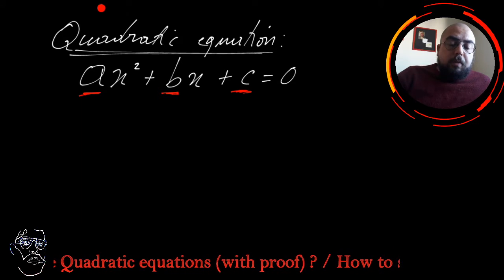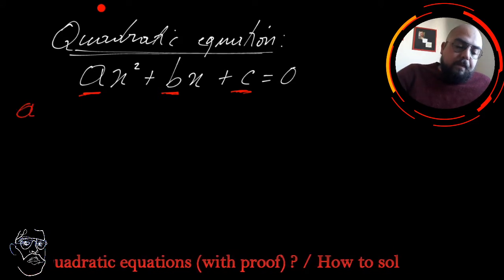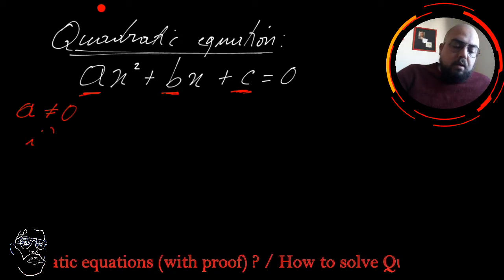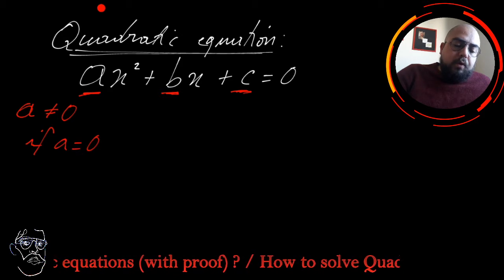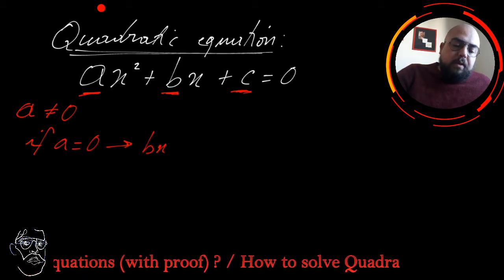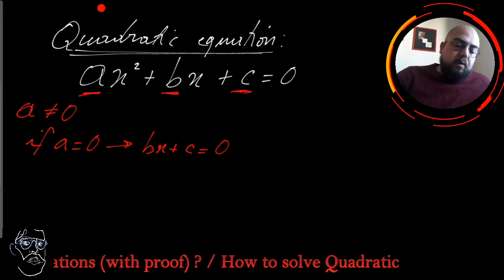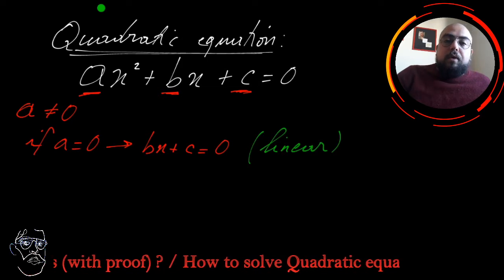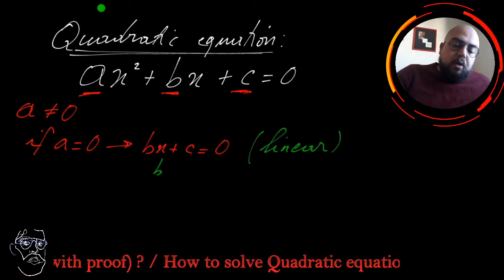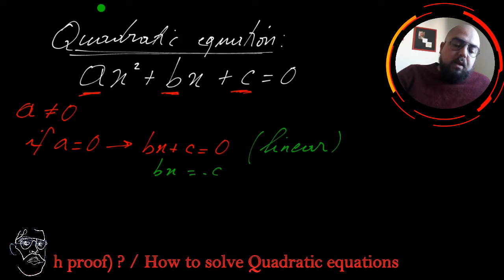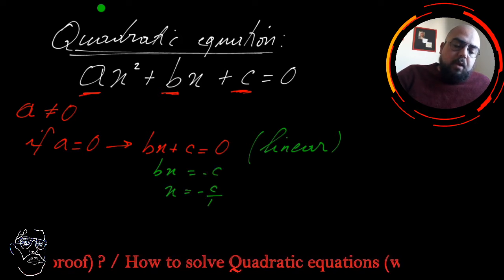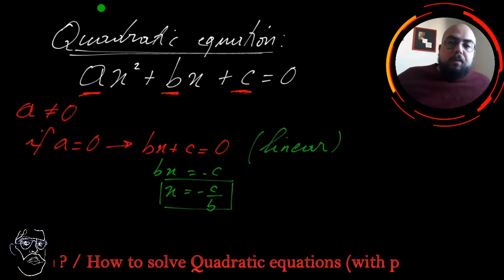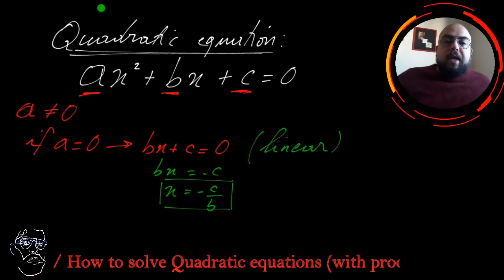The first condition is that a must have a value different than 0. Because if a was equal to 0, your equation will be transformed to bx plus c is equal to 0. It's a linear equation, and a linear equation is very simple to solve. You simply say bx is equal to minus c, x is equal to minus c over b, and that's it. You have one simple single root. So in order to keep the equation in quadratic form, you should have a different than 0.